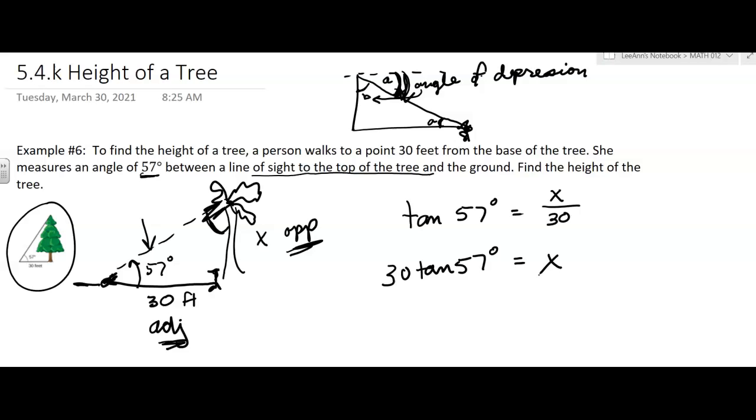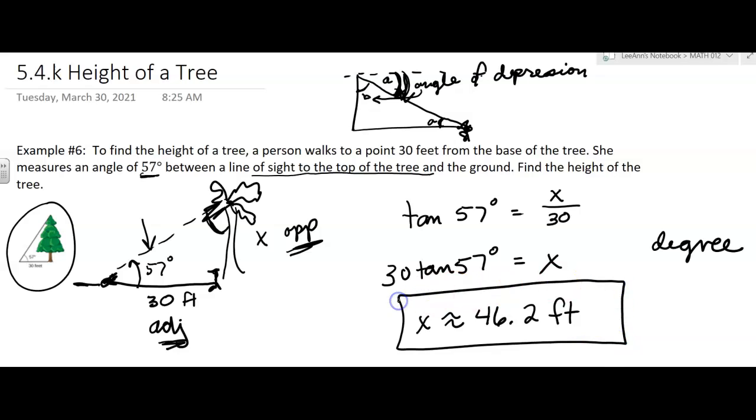Then I want to get my calculator out and turn it on. I need to make sure I'm in degrees, okay? So I put my calculator in degree mode. Okay, so then I go 30 times tangent of 57. And what do I get? I get x is about 46.2 feet. Okay? All right, so that's how tall the tree is. So you don't have to climb up to the top of the tree and try to drop a tape measure down. You can use the trigonometry to figure out how tall that tree is.